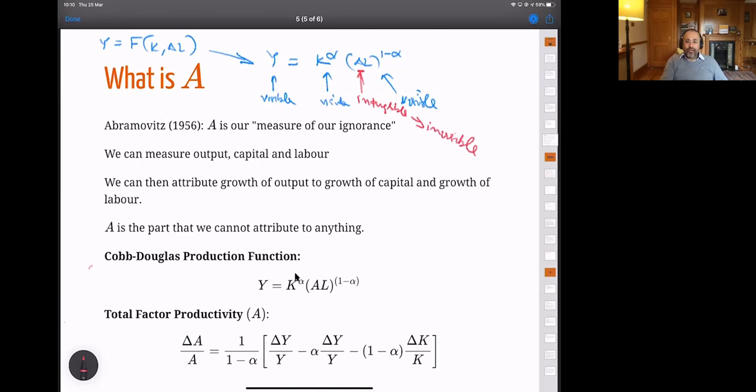And if you've looked at the Solow growth model and kind of got a sense of it, then I'm going to give you the more complicated answer, which is, what is A? We don't know. And why do we not know? Because A is something that we can't track.